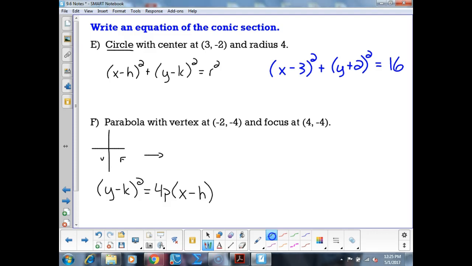Okay. So that's going to be, this distance in here is 6, which is my p value. Distance from the vertex to the focus is 6. So that tells me then that this is going to be y plus 4 quantity squared equals 24 times the quantity x plus 2. Agree with that? Questions on either one of those two?